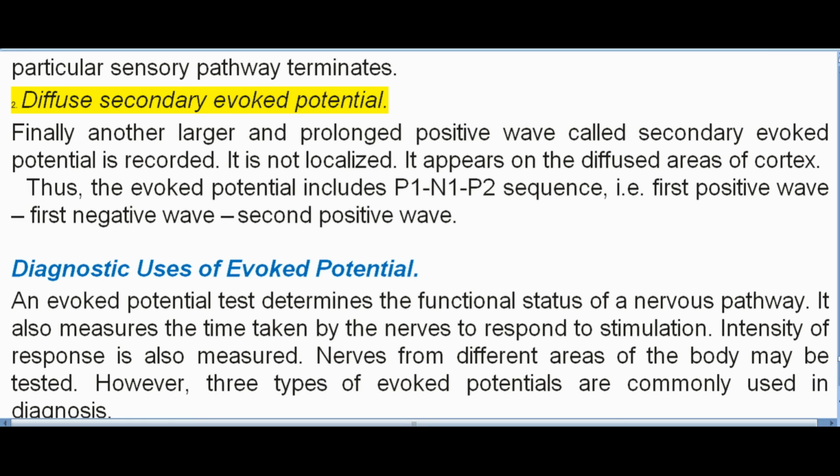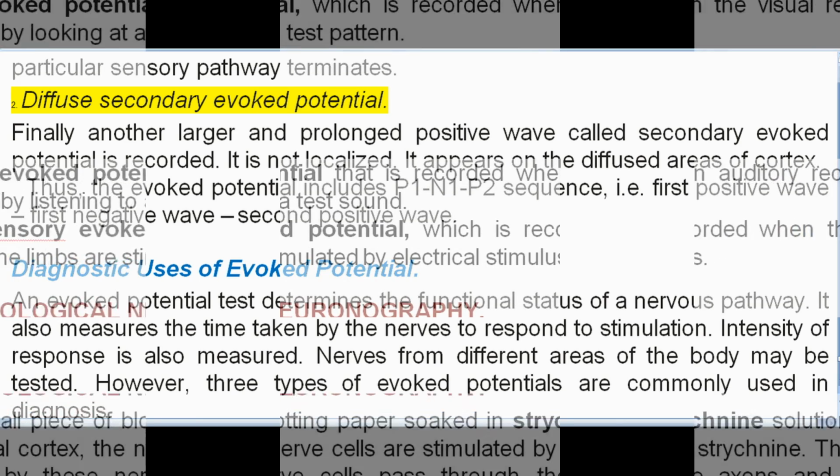Diagnostic uses of evoked potential. An evoked potential test determines the functional status of a nervous pathway. It also measures the time taken by the nerves to respond to stimulation. Intensity of response is also measured. Nerves from different areas of the body may be tested. However, three types of evoked potentials are commonly used in diagnosis.